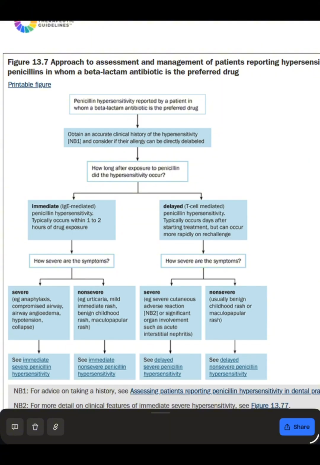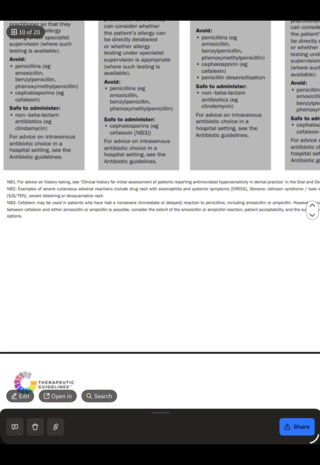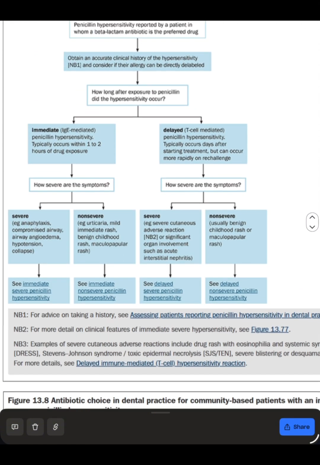If they are severe, for example anaphylaxis, compromised airway, angioedema, hypotension, collapse, we need to stop penicillin and cephalosporin, and it is safe to give clindamycin to the patient. Similarly, for non-severe, it says see immediate non-severe penicillin hypersensitivity, which we already discussed.